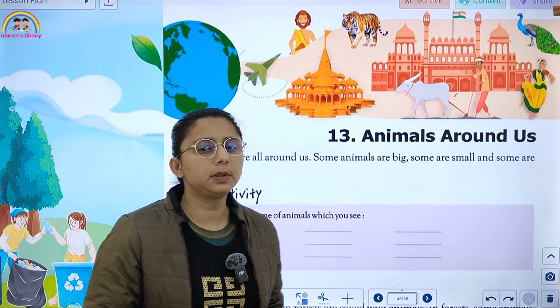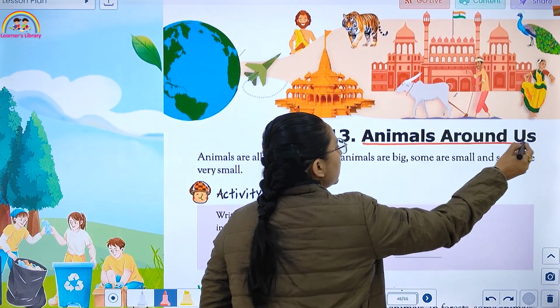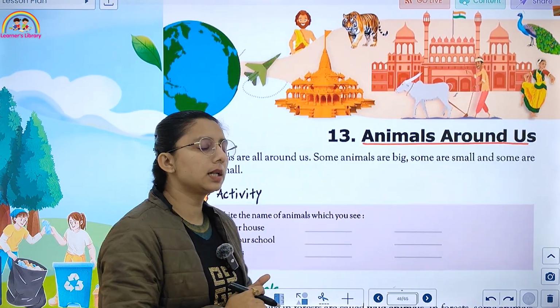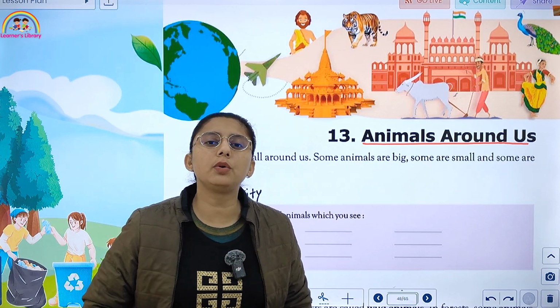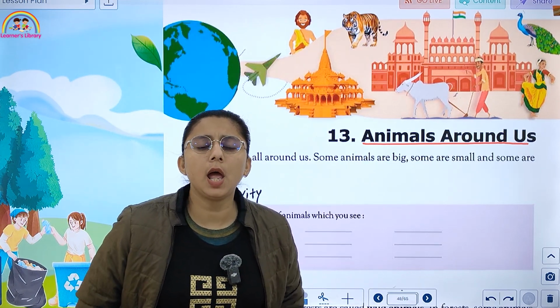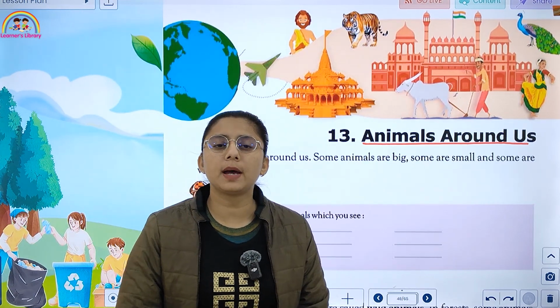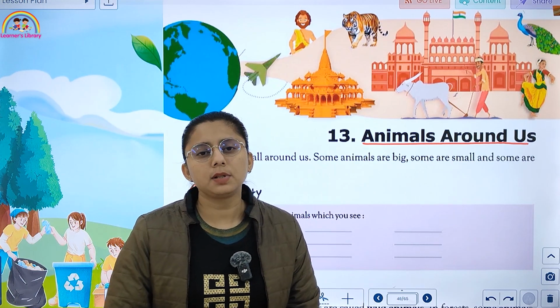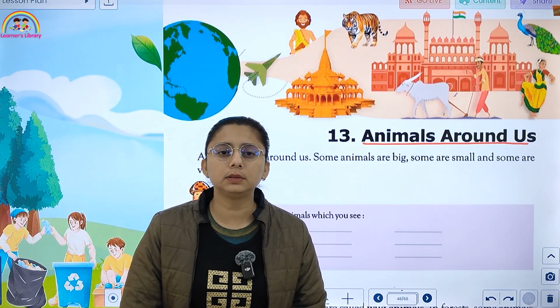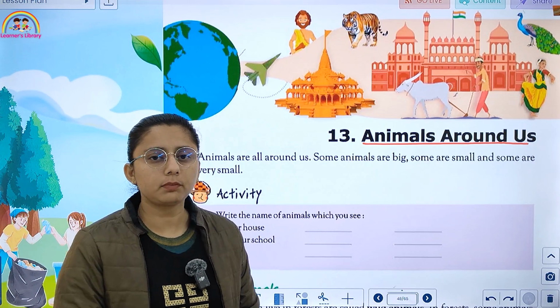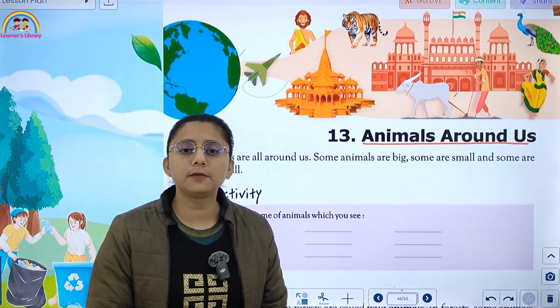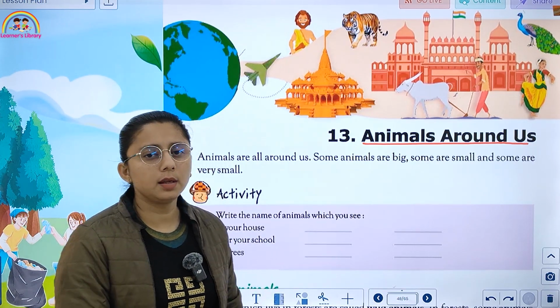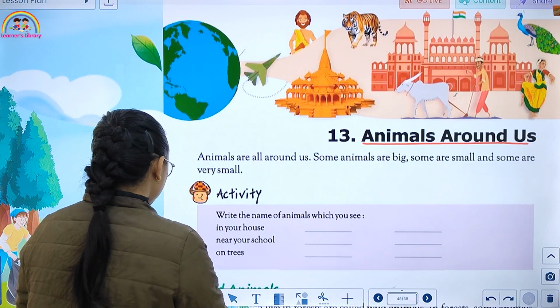Let's start with chapter number 13, Animals Around Us. In this chapter, we will study the different animals we see around us. Some are big, some are small, and we have different animals. Some animals are known as pet animals, domestic animals, wild animals, and water animals. We have some animals that live on trees, जिन्हें हम arboreal animals कहते हैं. Let's start with the chapter.